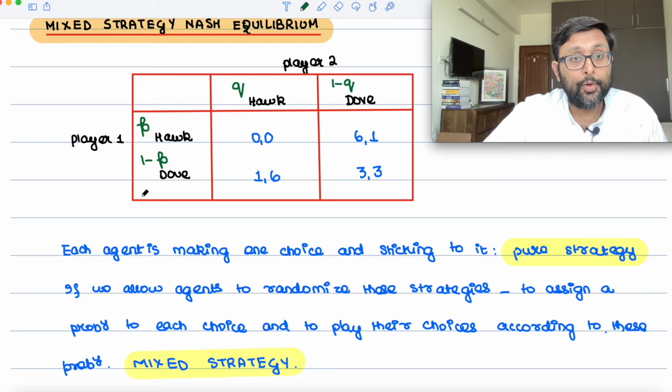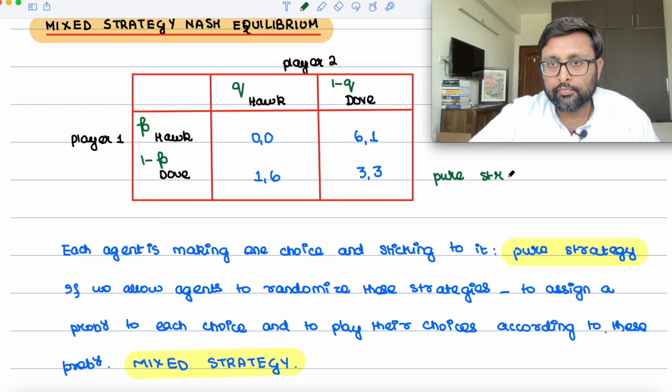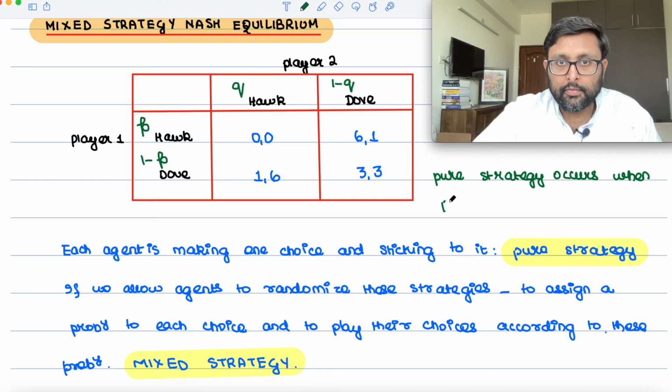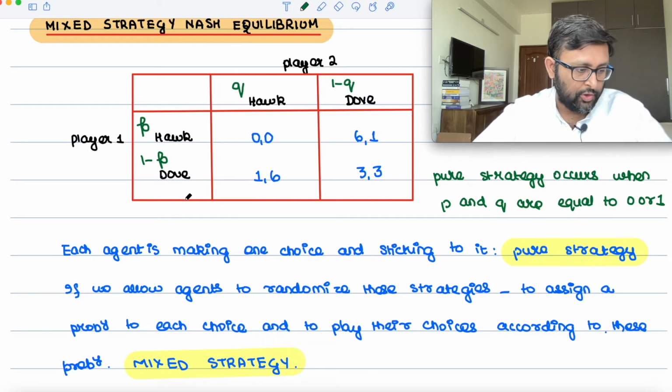Now, you tell me one thing. Pure strategy is going to occur when either p or q is going to be either 0 or 1. If p is 0, it means 1 minus p is 1. If q is 0, it means 1 minus q is 1. So pure strategy occurs when you have either 100% to this and 0% to that, or 100% to that and 0% to this, right? So you might also write that pure strategy occurs when p and q are equal to 0 or 1, that is, 100% probability or 0% probability.